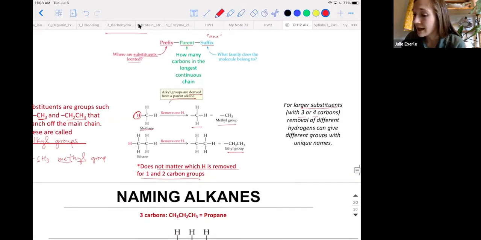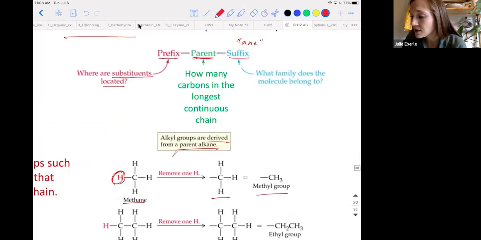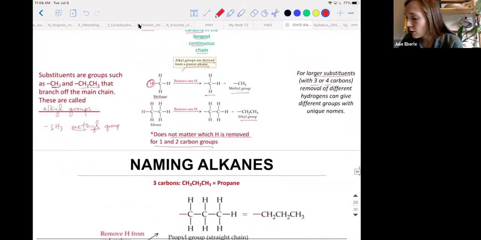All right. So that's the prefix part. The parent part of the name, that's just telling us how many carbons are in the longest continuous chain. So we'll count that and we'll name it according to that. That'll be the parent root word, and then we'll just throw on the name ending, the suffix, so that we know what family it belongs to. Right now, we're just naming alkanes, so the name ending will always be ane.